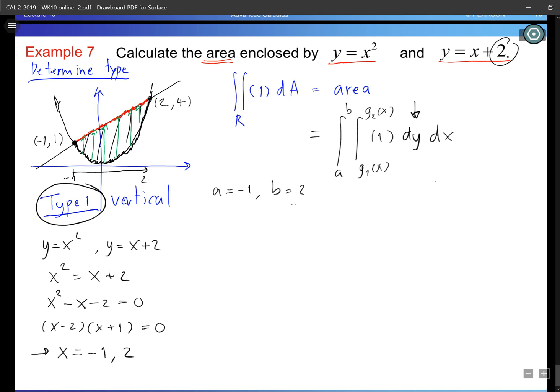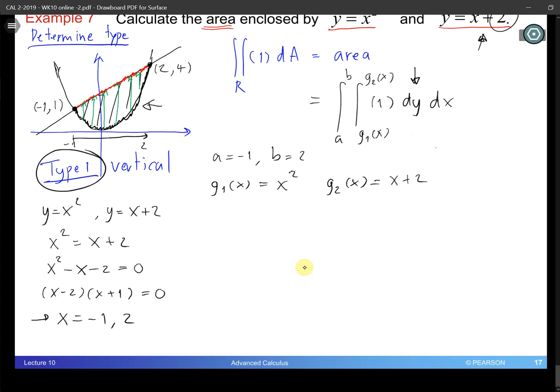Now what about g1(x) and g2(x)? g1(x) is the lower function. So for the lower function, you can see that this is the parabola, which is equal to x squared. Okay, and for g2(x), that is the upper function. And as you can see, g2 is this, y equal to x plus 2. So g2(x) is x plus 2.